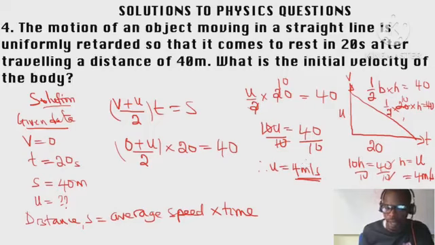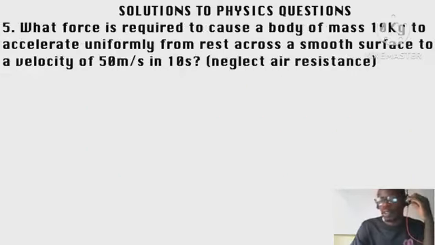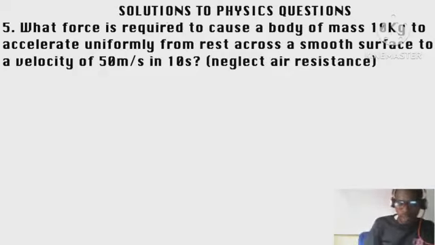Now let's see what we have in the next question. Question number 5 says: what force is required to cause a body of mass 10 kilograms to accelerate uniformly from rest across a smooth surface to a velocity of 50 meters per second in 10 seconds? Neglect air resistance. Now, what are the parameters that we are given that we are quickly going to look at?